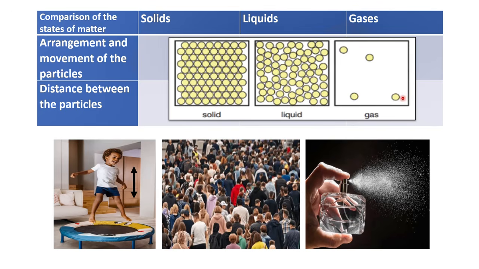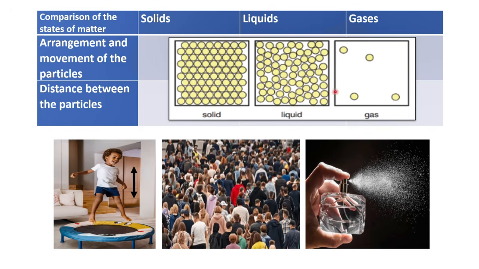For example, these move in all directions. When you are sitting in one room and your brother sprays perfume in another room, you will smell it. Why? Because perfume turns into a gas when it is sprayed into the air, and gas spreads everywhere in the place it is in, so you will smell it. What about distance between the particles?